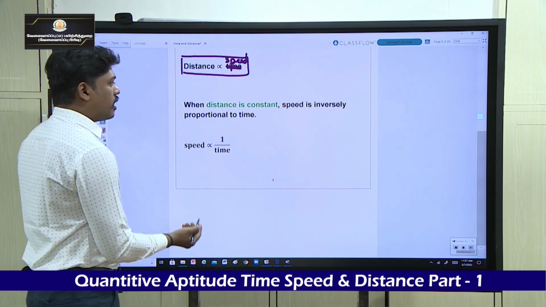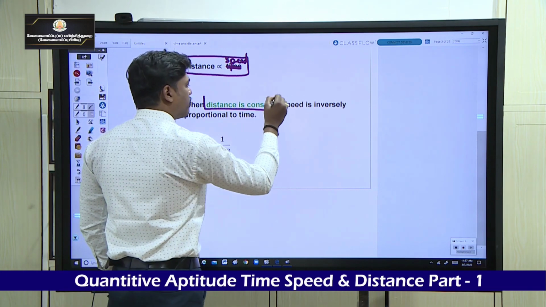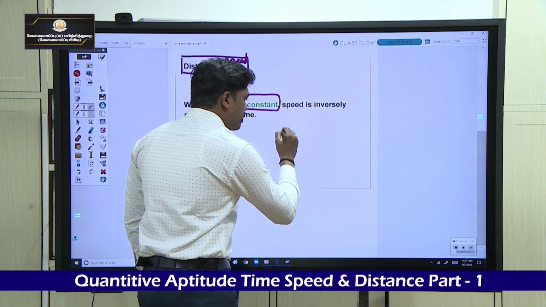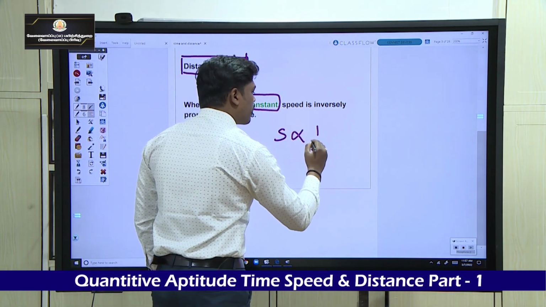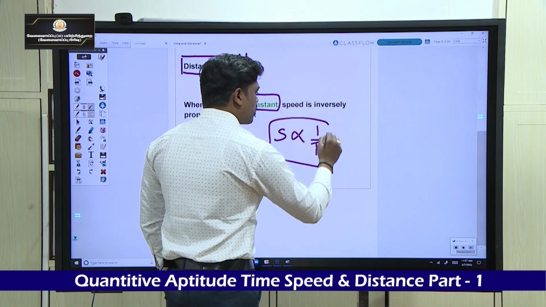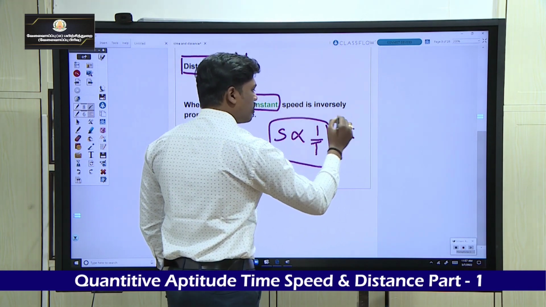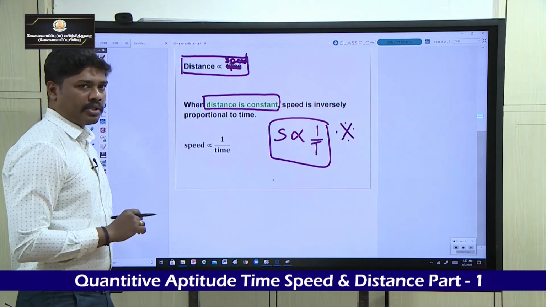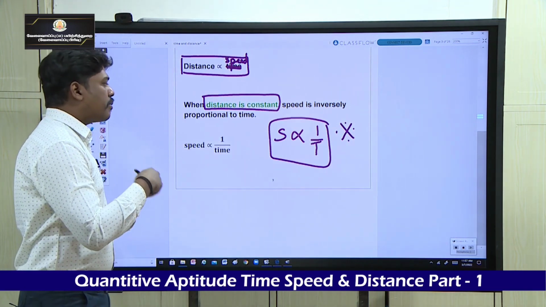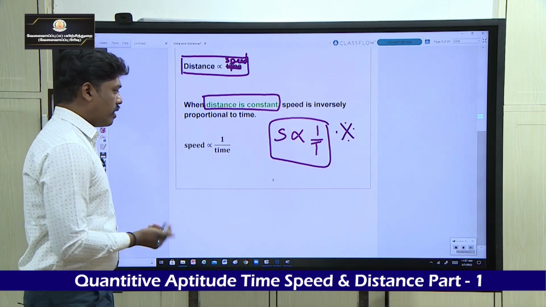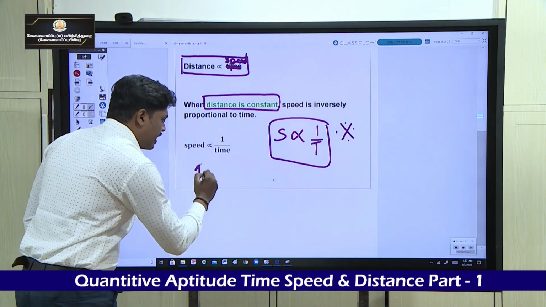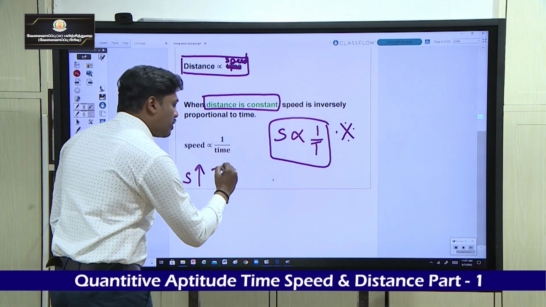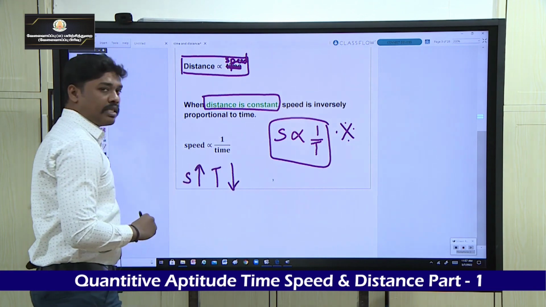Look at the next one, the third one. When distance is constant, when distance is the same, I can tell speed is inversely proportional to time. This is the most important concept. So when distance is constant, speed is inversely proportional to time taken, which means if the speed of a person increases, if it's going at a top speed, then the time taken to reach the destination decreases.